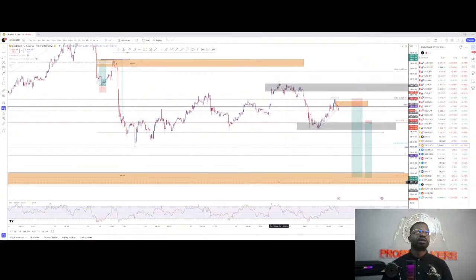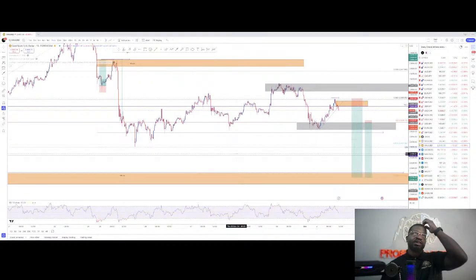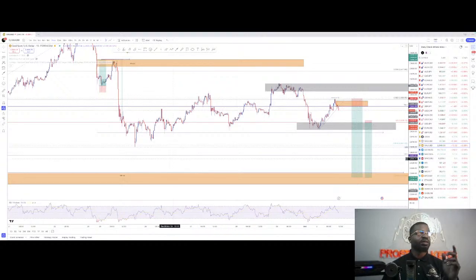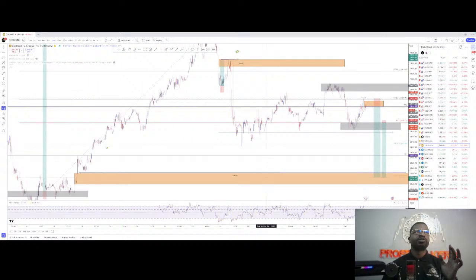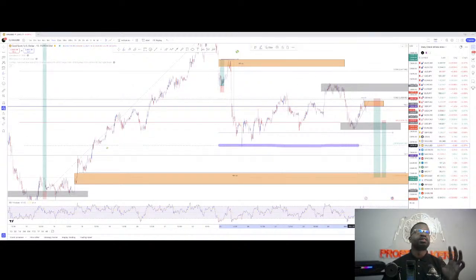So I'm looking at this area as a potential bear flag. Now, when it comes to structure, even though I see where the big move was, this was a floor, and this is also a floor.